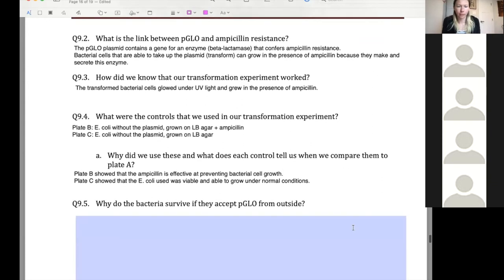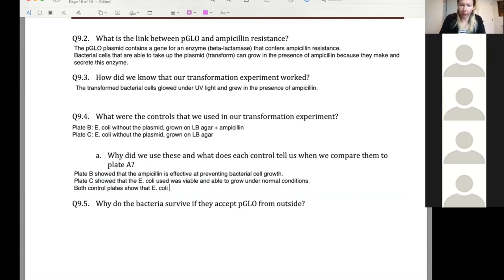Plate C shows us that E. coli doesn't normally glow. Oh, glow, yeah. Exactly. Both control plates show that E. coli does not naturally have that ability to glow. So if they do glow, that means that they've been transformed.